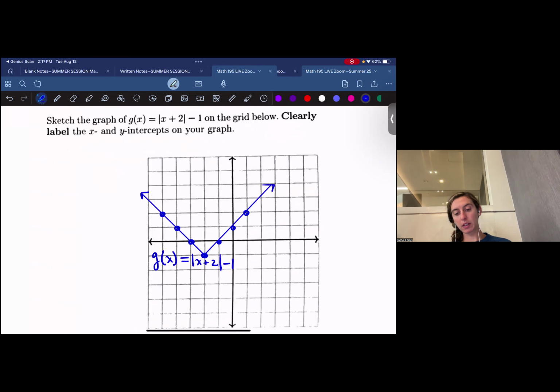It says clearly label the x and y intercepts. So our y-intercept is at 0, 1. We have an x-intercept here at negative 3, 0. And then we have another x-intercept at negative 1, 0.